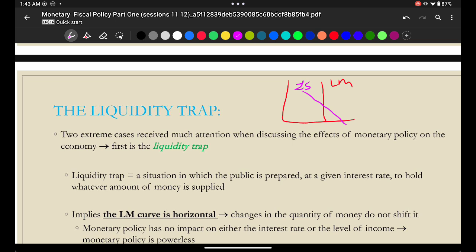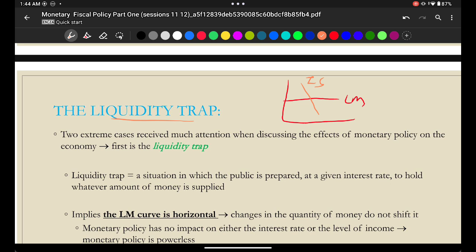So now I want you to think about this. No, wait, sorry, so horizontal, my bad. Let's get a horizontal LM curve, because we've got a liquidity trap. So now, increase the supply of money by the central bank, the South African Reserve Bank. Let's see what happens. I want to shift it to the right. What happened? You can't shift a flat curve to the right.